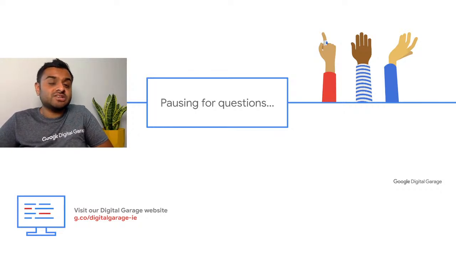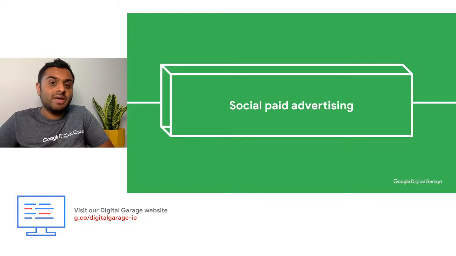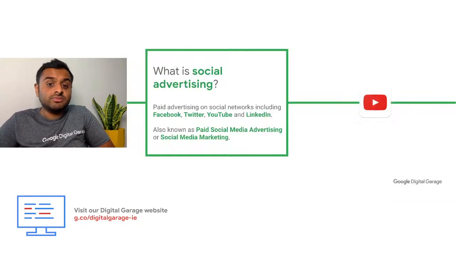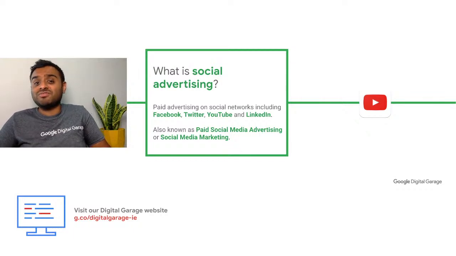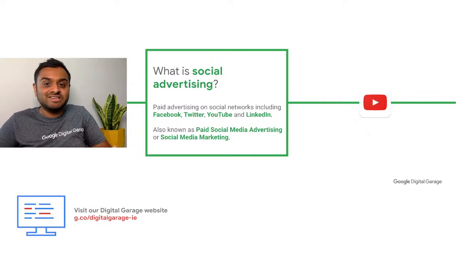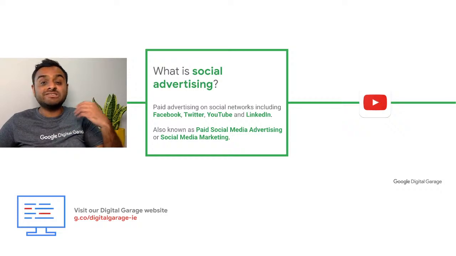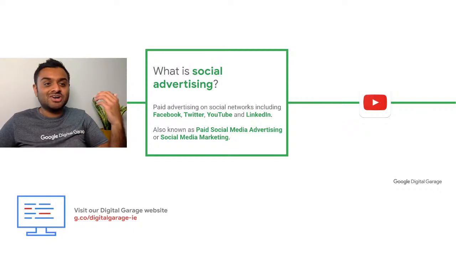So with that in mind, let's look at the final type of digital advertising that we're going to look at in this session, which is social paid advertising. Another term for that is social advertising, or paid social media advertising, or social media marketing. All of that essentially means the same thing: you are placing adverts that appear exclusively on social media platforms, such as Facebook, YouTube, Instagram, Twitter, LinkedIn, etc.